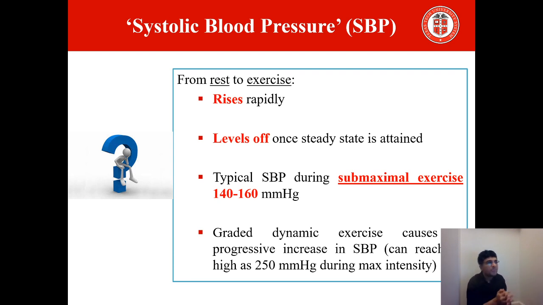Now, once somebody is doing a graded dynamic exercise, the systolic blood pressure increases progressively as per the grade, and sometimes when somebody is exercising to maximal capacity, the blood pressure can be as high as 250. But be aware, because we are near the hypertensive crisis range at times, and we'll discuss this more in the red flag signs. But you can sometimes see that high blood pressure.